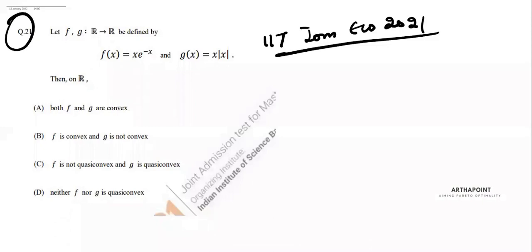This is question number 21 of IIT JAM Economics. Let's see what the question is saying. There are two functions given to you and it is asking if they are convex, not convex, quasi-convex, not quasi-convex. Okay, so we'll start with the first function.